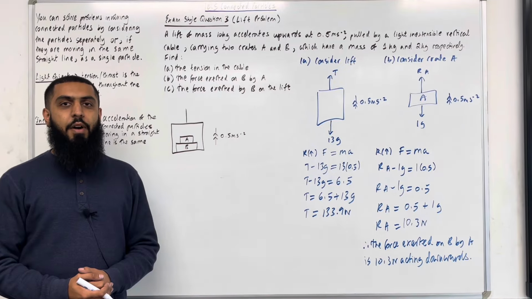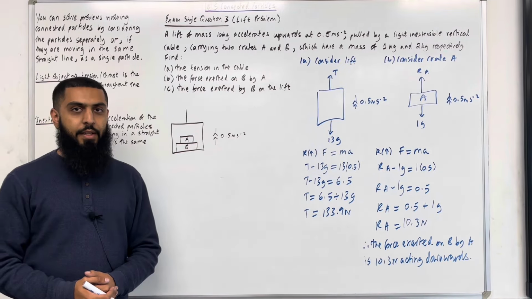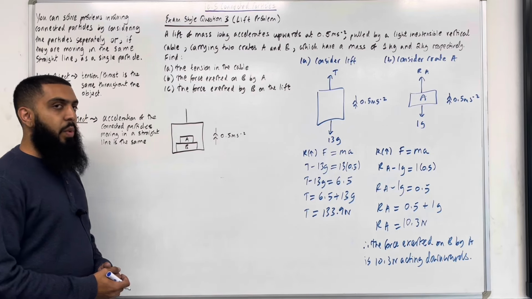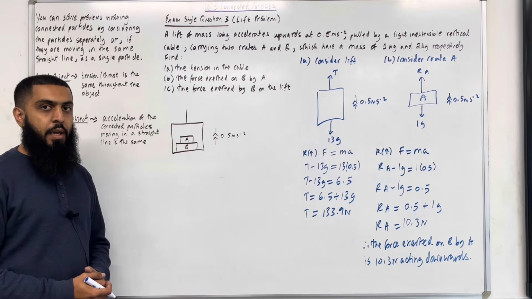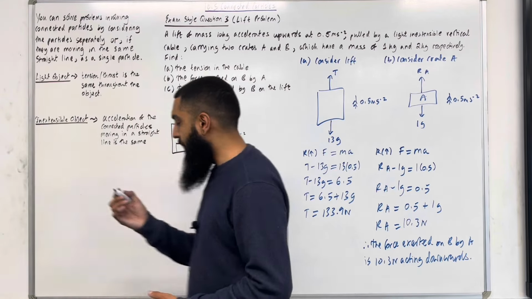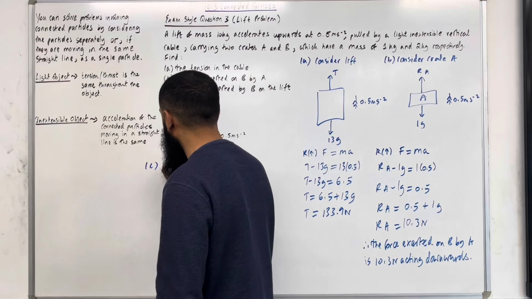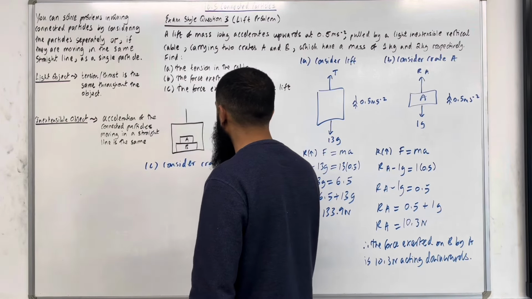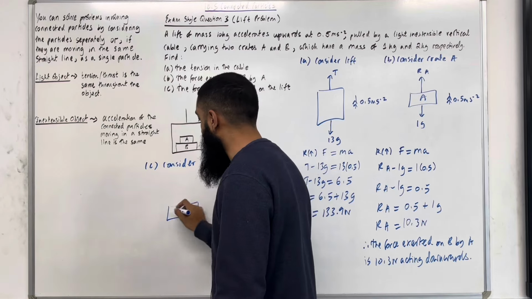Moving on to the final part of exam style question 3, part C. Find the force exerted by B on the lift. So we want to work out the force exerted by B. So in part C, we have to consider the crate B. Okay, so let's have a look at the solution to part C. Consider crate B. So I've got crate B.